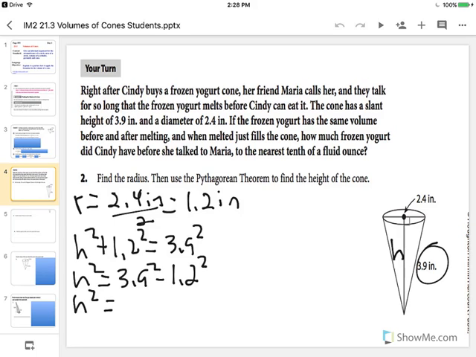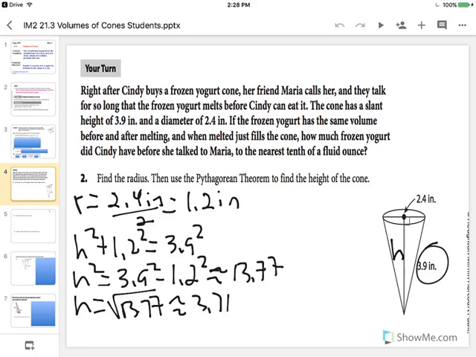So the height squared is equal to 3.7. So then we take the square root of that. Okay, let me go back one more step. So this gives us about 13.77. So we take the square root. Square root of 13.77 is roughly 3.71. So we have to find the volume.